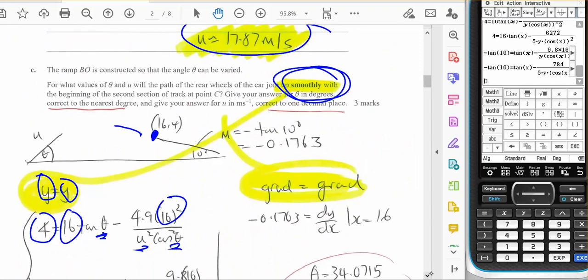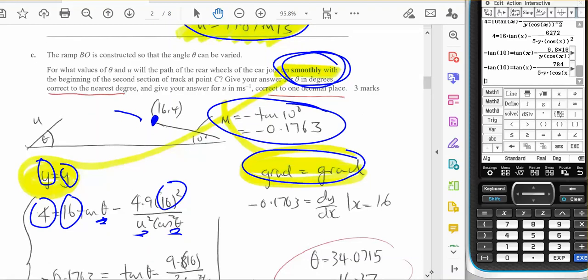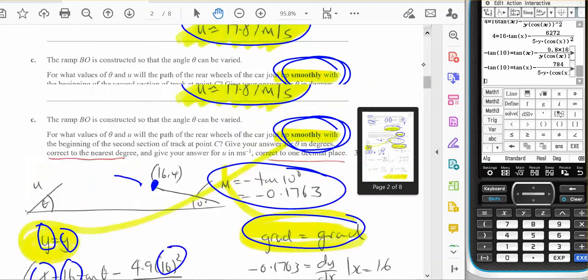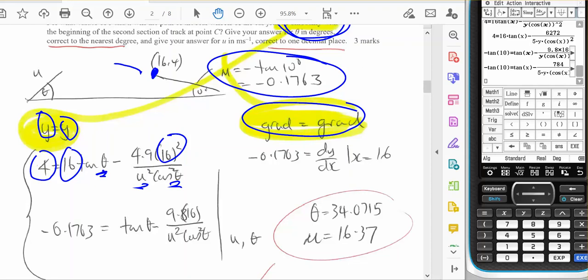The second thing is it has to be a smooth join. That is, the gradients are equal on the ramp, and the gradient on the ramp will be the tangent of the angle. And since it's a negative gradient, it's going to be negative tan of 10. And the gradient on the curve will be the derivative. And again, I'm going to use this equation that they gave me and take the derivative of this with respect to x. So now I have these two equations, one in terms of y's and two in terms of gradients equal to each other, that I need to solve. And I'm going to do that on the calculator.